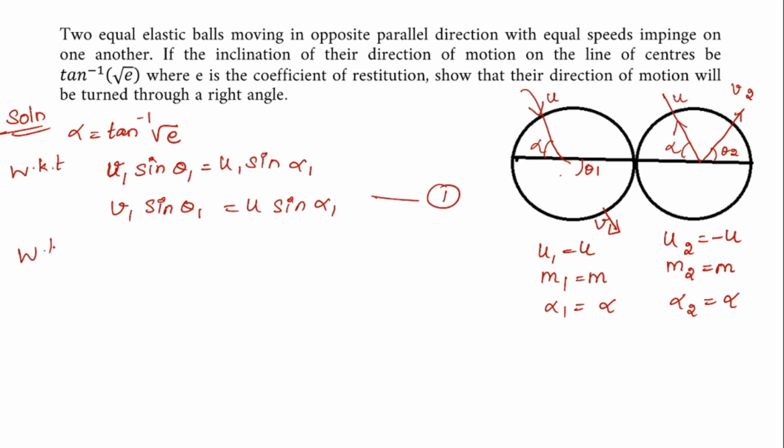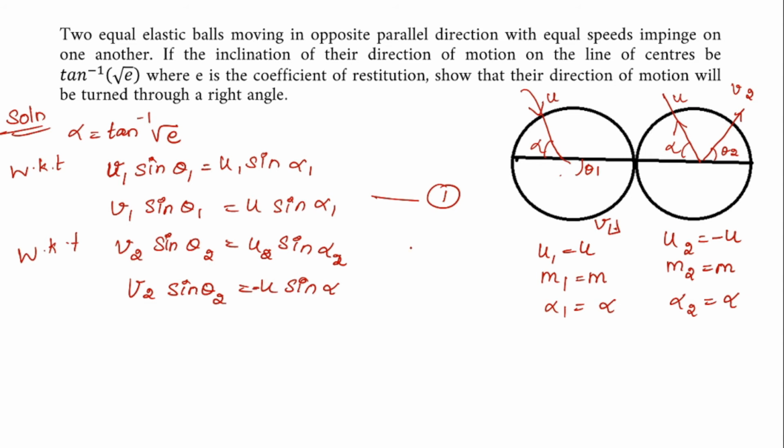So the second equation, we know that v2 sin theta 2 is equal to u2 sin alpha 2. Okay, it is alpha 2. So u2 is minus u, and alpha 2 you can write in terms of alpha. So it will be v2 sin theta 2 is equal to minus u sin alpha. And here it is minus u because u2 is minus u, right? So minus u. Mark it as equation 2, right?